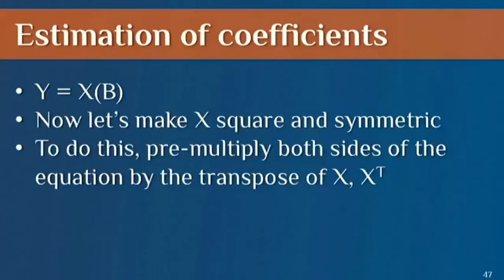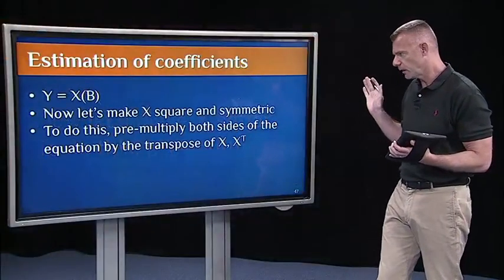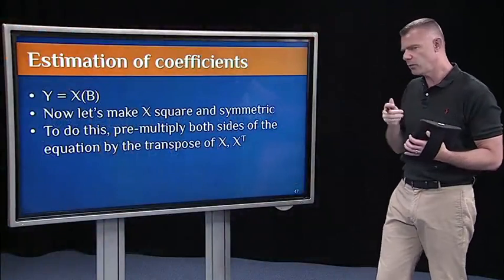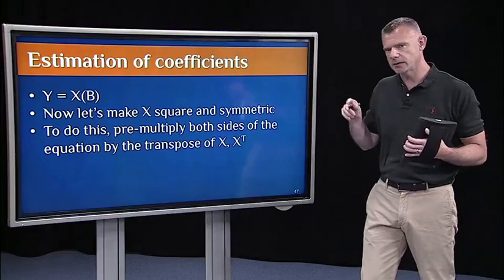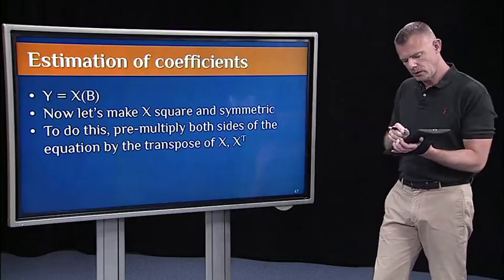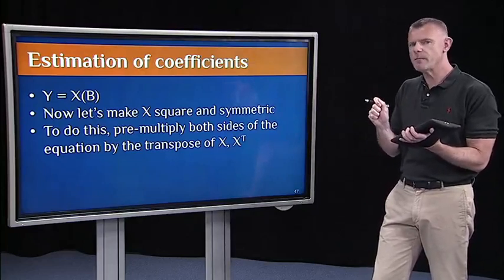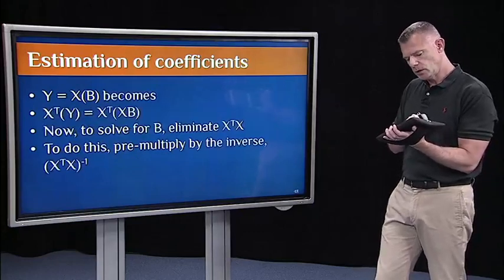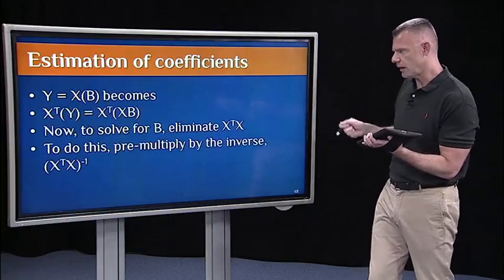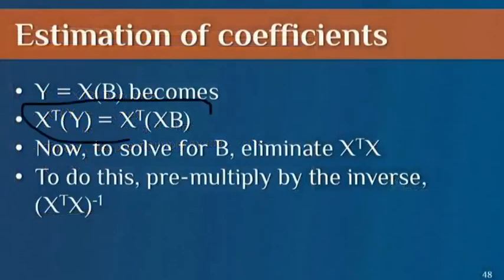So I have y equals x times b, but I still need to solve for b. How am I going to do that? Well, let's make x square and symmetric. To do that, I'm going to pre-multiply both sides of the equation by the transpose of x, x superscript t. If I pre-multiply x by its transpose, that's going to make it square and symmetric. And remember, anything I do to one side of the equation, I have to do to the other side. So now, if I multiply each side of the equation by the transpose of x, I get this formula here.